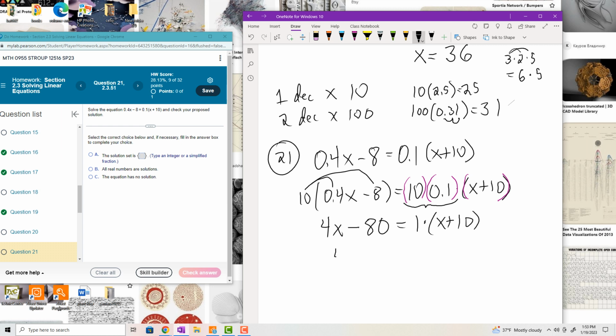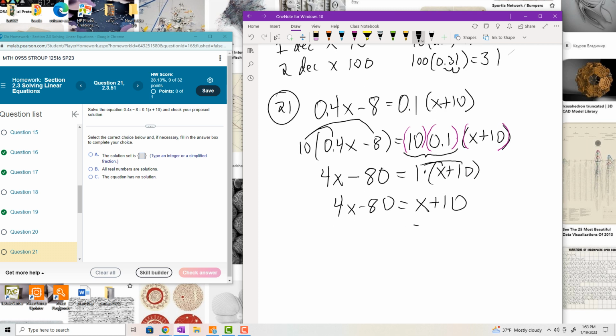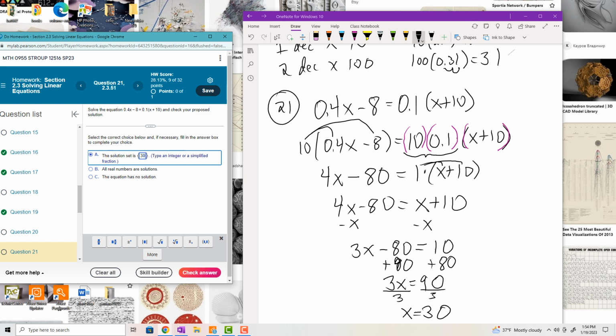And then distribute. Okay, so it's 4x minus 80. Distributing the 1, well, that's kind of silly. It's just going to give you x plus 10 again. Then I'm going to move the x, so minus x minus x. Trying to collect all those variables on one side, get all the constants on the other. Finally, divide both sides by 3. And we're getting 30 as our final answer.